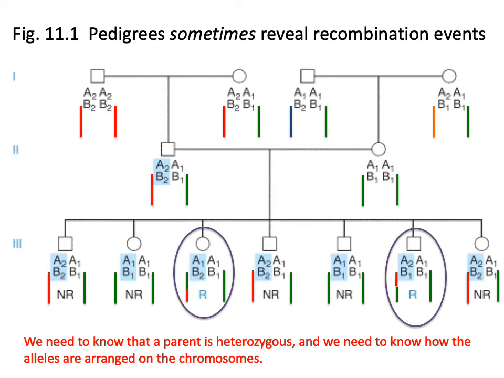We would need to know that a parent is heterozygous, and then we would need to know how the alleles are arranged on the chromosome. So this would require DNA sequencing in order to get this kind of information and be able to know that recombinants have happened and that individual offspring are in fact recombinant.